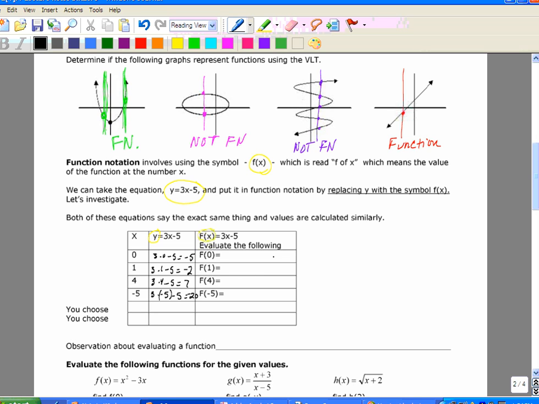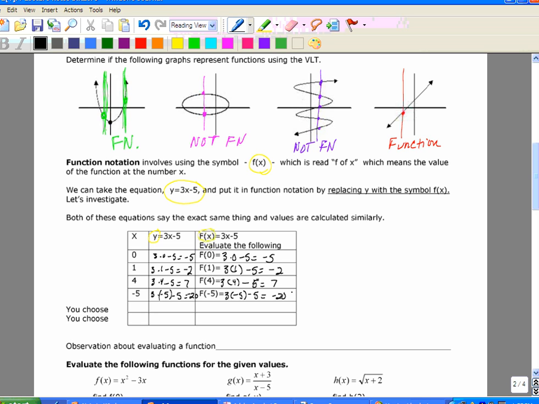In the new notation with the f of x, it's the same thing. F of 0 just means to plug in a 0 everywhere you have an x. So it's 3 times 0 minus 5. Same answer. F of 1 means to plug in a 1 everywhere you have an x. 3 times 1 minus 5. Same answer. F of 4, plug in a 4 everywhere you have an x. Same answer. And f of negative 5, plug in a negative 5 everywhere you have an x. Same answer. So just two ways to note the same equation.